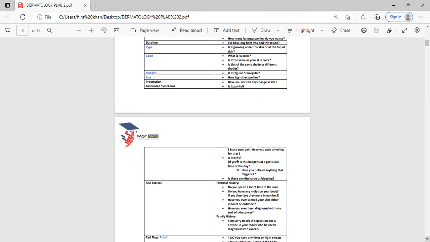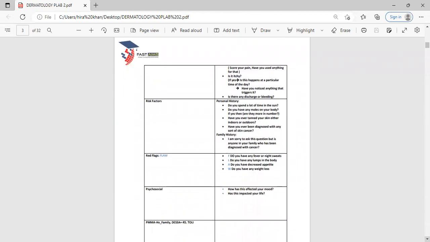Okay, what comes next? Once you know what kind of lesion it is, you have to find out the risk factors. So what are the risk factors for any kind of lesion? Like the main risk factors are either related to the person himself, or related to the family history. So you should ask, like, what are the risk factors?